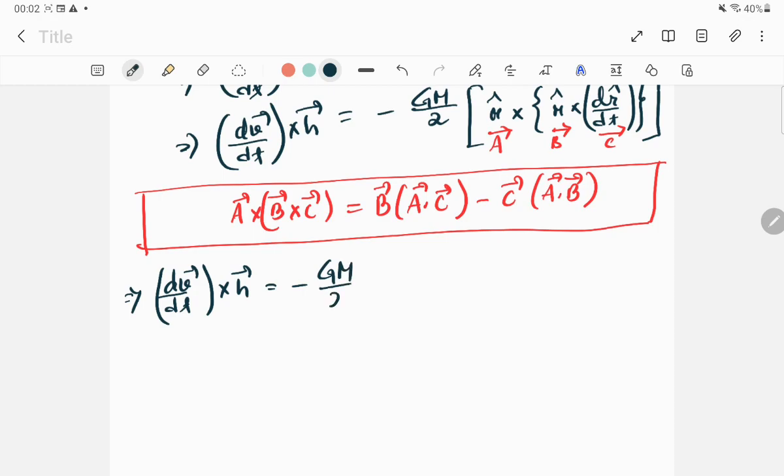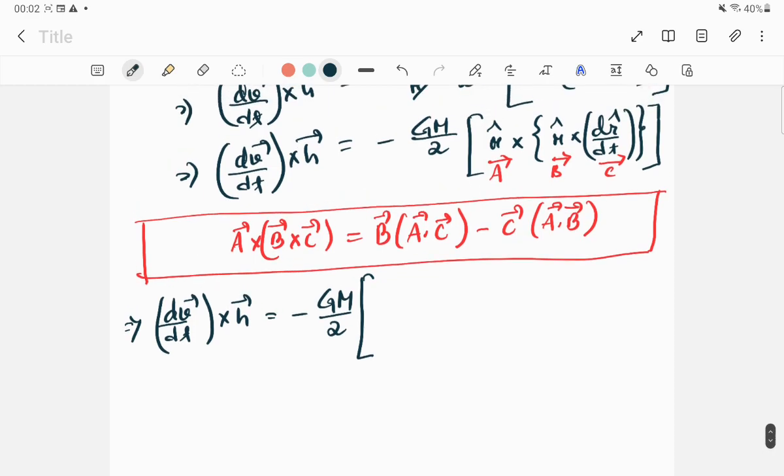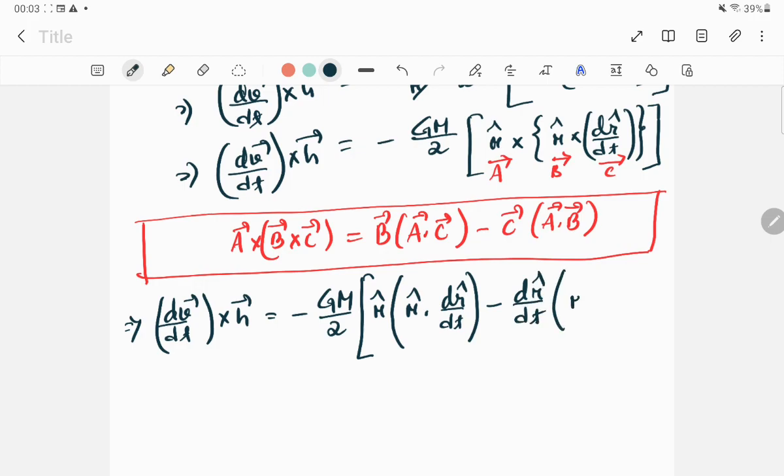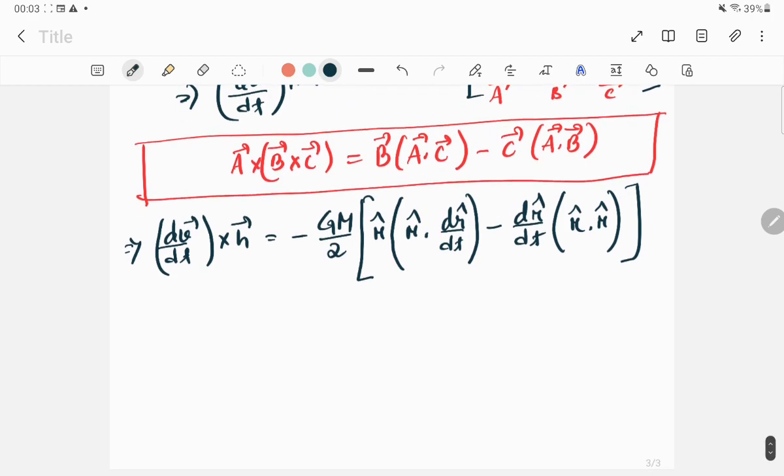So gm by 2 will be outside. You draw the square bracket and start solving it. So how to do that? You cannot skip the points. First of all, I will keep B outside, so it will be r vector, inside that dot, A dot C. Similarly, C outside. Then we have A dot B. I hope you are doing it along with me.